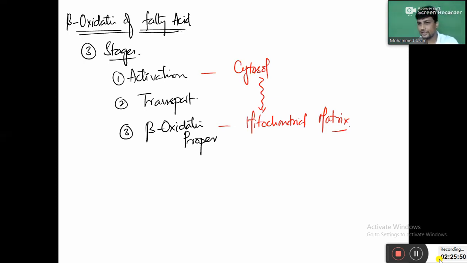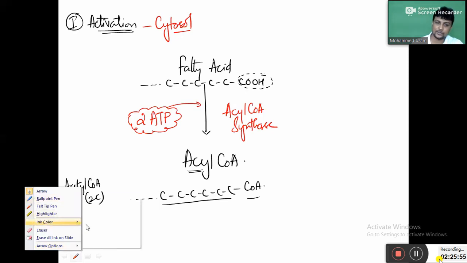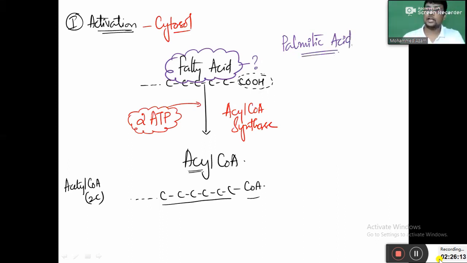Now we all know the very first stage is activation. During activation, I told you that we are going to start with a fatty acid. Now my question is, which fatty acid are we speaking about? Remember, in human beings like you and me, the fatty acid which is metabolized will be palmitic acid. And remember, palmitic acid has got how many carbons? 16 carbons. Long chain fatty acid.